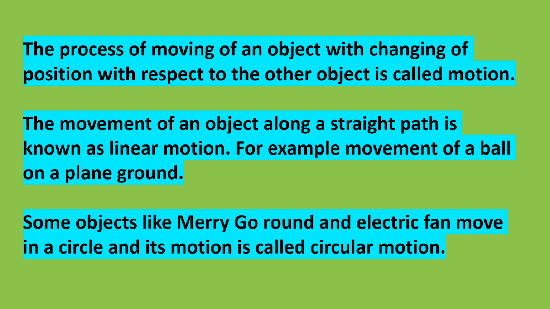Some objects like a merry-go-round and an electric fan move in a circle, and this motion is called circular motion. So there are some objects which move in a circular position, like a merry-go-round, which is a swing, and an electric fan. They move in circular movement. When an object moves in a circle, it is called circular motion.